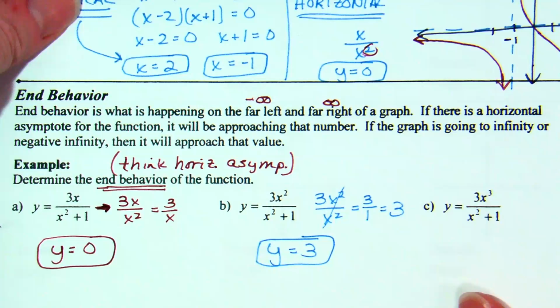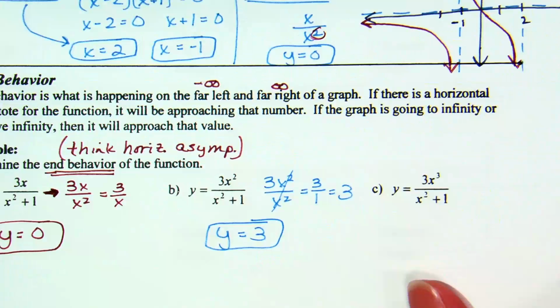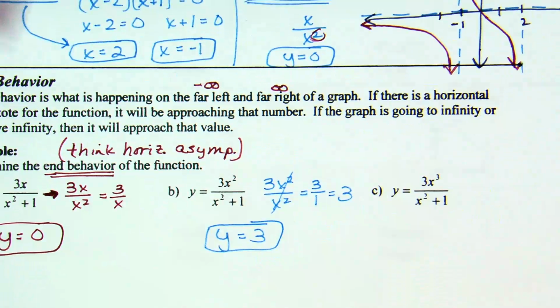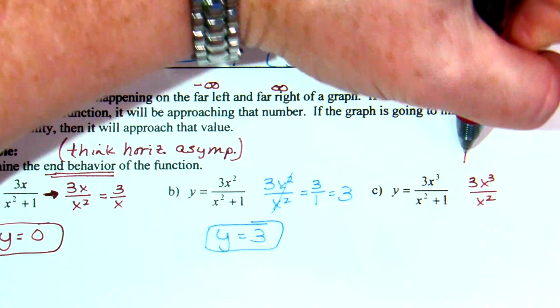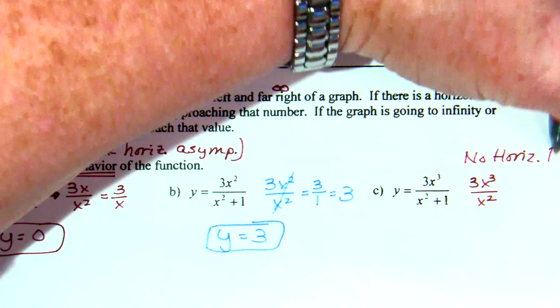What about this last one? Okay, there's no what? Okay, because we have bigger power on top, that's what I was afraid of. I'll have to talk about this one tomorrow. There's no horizontal asymptote, but there is a diagonal asymptote. And so we'll finish talking about that one tomorrow.